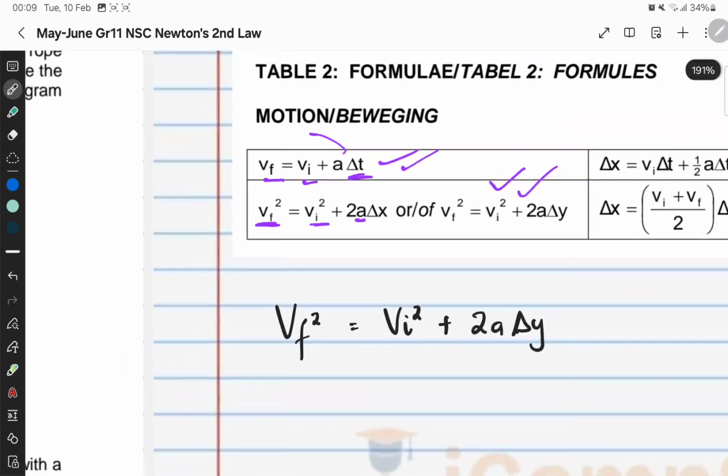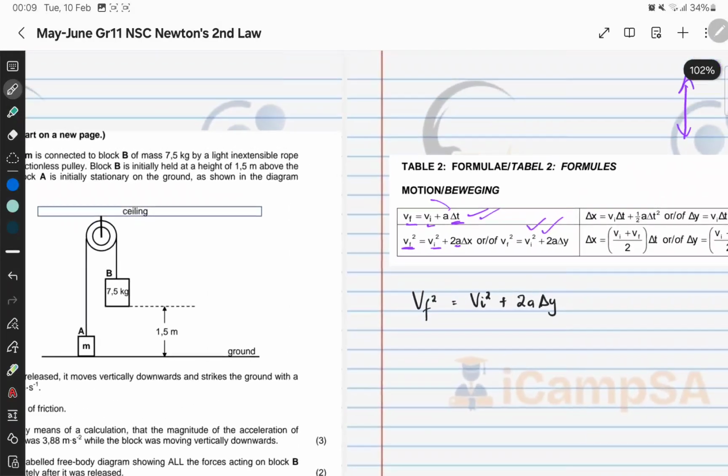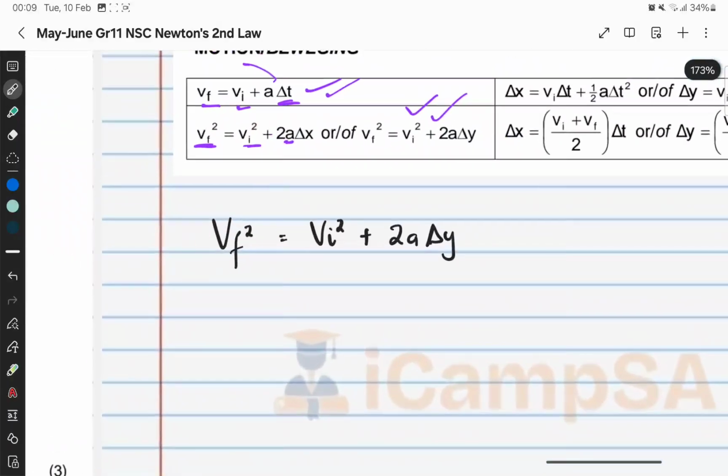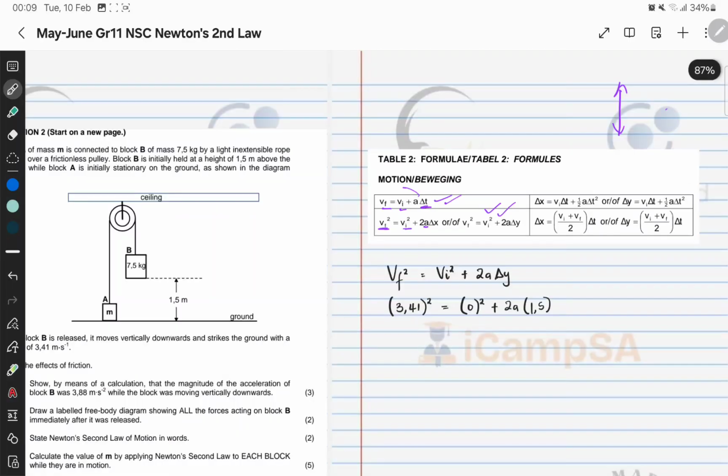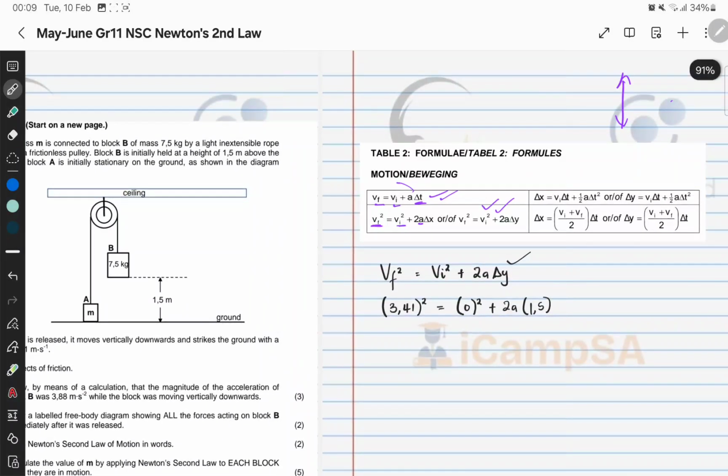Right, now we have this, and then what we can do now is start solving. We're given VF, we're given VI. Let's substitute. Right, so we have substituted our values. We also have delta Y, which is this distance. That's our delta Y, right?